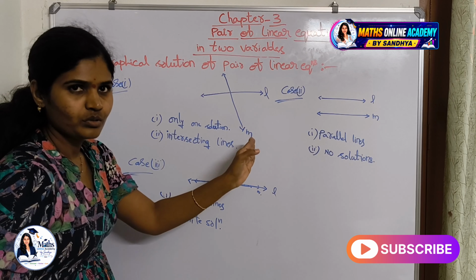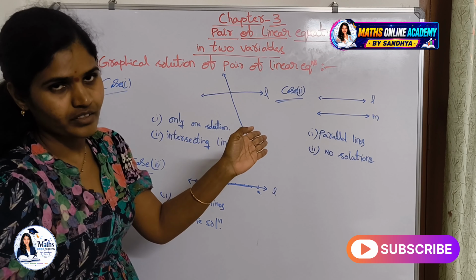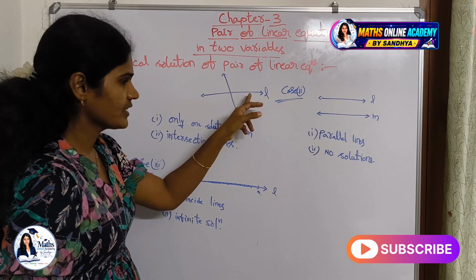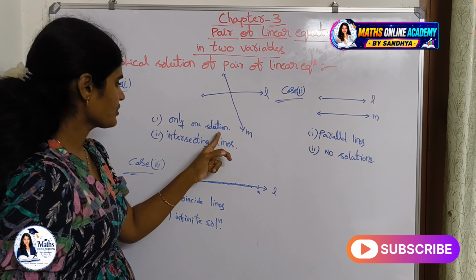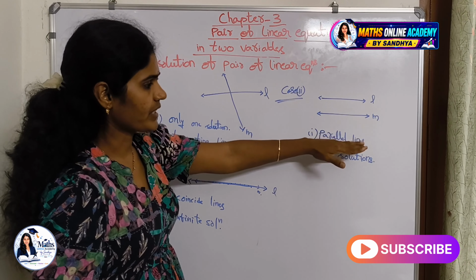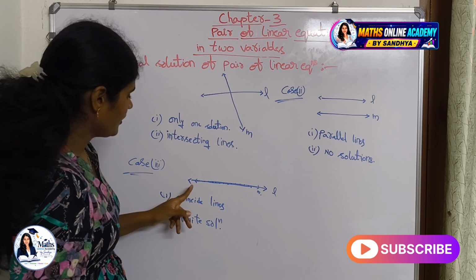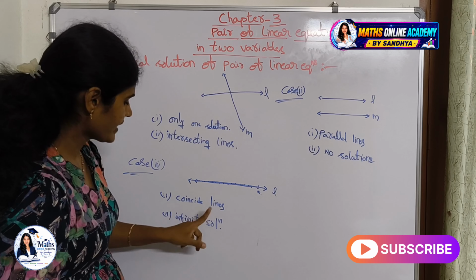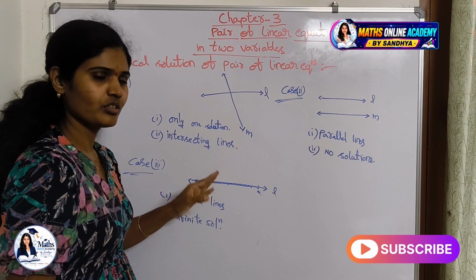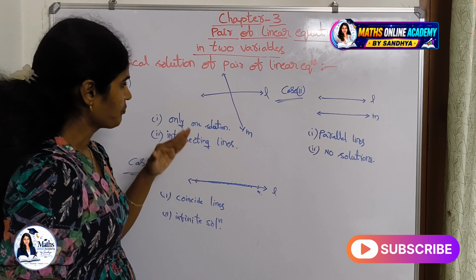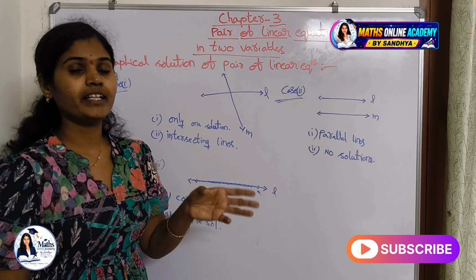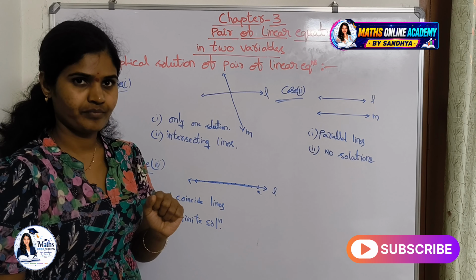When the graphs of two linear equations are intersecting lines, there is only one solution. Those lines are parallel lines, no solutions. If they coincide, which means coincide lines, infinite solutions. Each point is a solution, so infinite solutions. Based on that, there are two types: consistent and inconsistent.